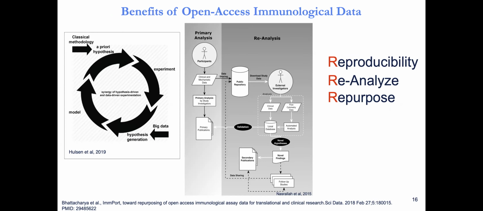So far we were talking about how to generate the data, how to curate the data, how to submit the data to the database. But how about the benefits of open access immunological data? My team basically focuses on repurposing open access immunology data sets, in this case, ImmPort, to facilitate the reproducibility, secondary analysis of the data sets and repurposing.